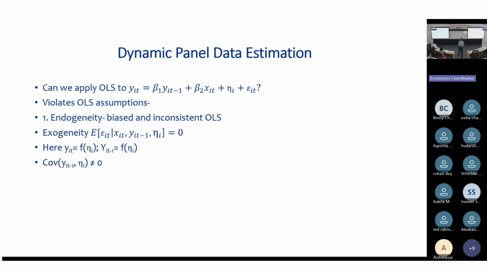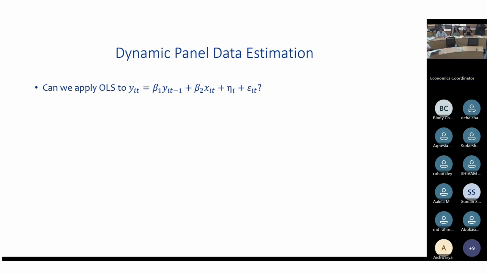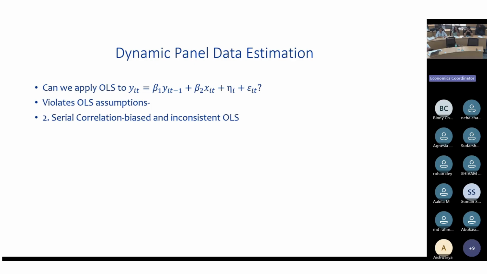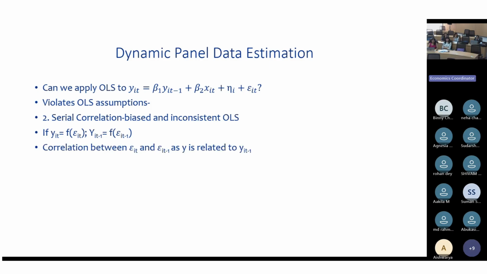Yes. How? Based on the past value, we are determining the present values. One more thing. It violates the autocorrelation assumption. Why does it violate the autocorrelation assumption? It violates the autocorrelation assumption because Y_{it} is a function of epsilon_{it}. Y_{i,t-1} is a function of epsilon_{i,t-1}.